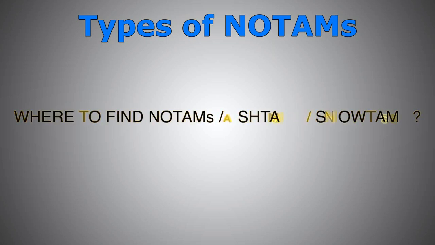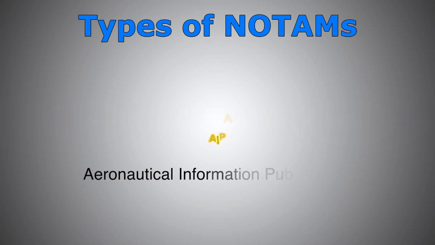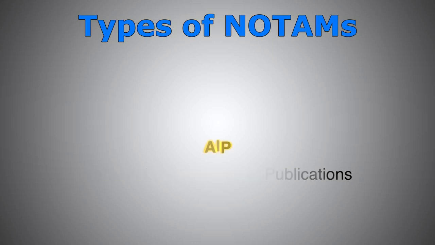Okay, where can we find all these types of reports and notifications? The AIP, the aeronautical information publication of the aviation authority of that country or the region, for that matter.